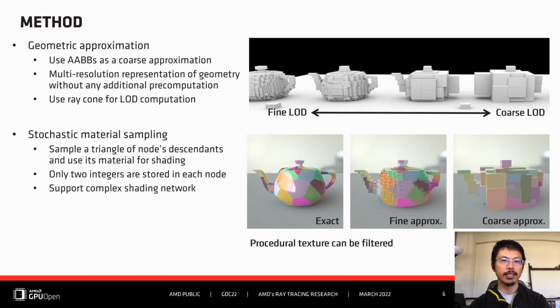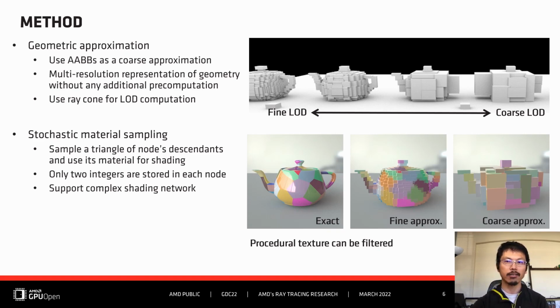So, as I said, an obvious way would be storing filtered values, which only works for a simple material. And if there are complex materials which have material graphs or procedural textures, it is not easy to filter material. One example is shown here, where you can see a procedural texture on the teapot. We came up with a solution called stochastic material sampling, where we only store two integer values at each node in BVH to sample material of the node.